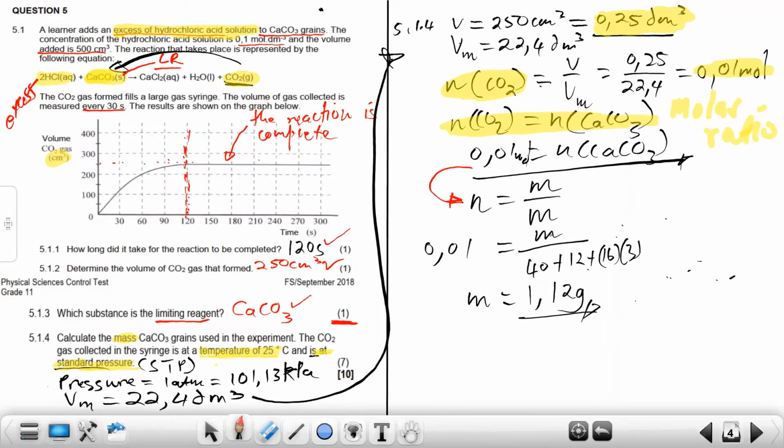So let's see how they allocate marks such that we know how they mark in an exam. It's going to be 1 for the formula, 1 for the substitution, 1 for the final answer, 1 for molar ratio, and 1 for this formula, 1 for molar mass, and then 1 for the final answer, and then it becomes your 7 marks.